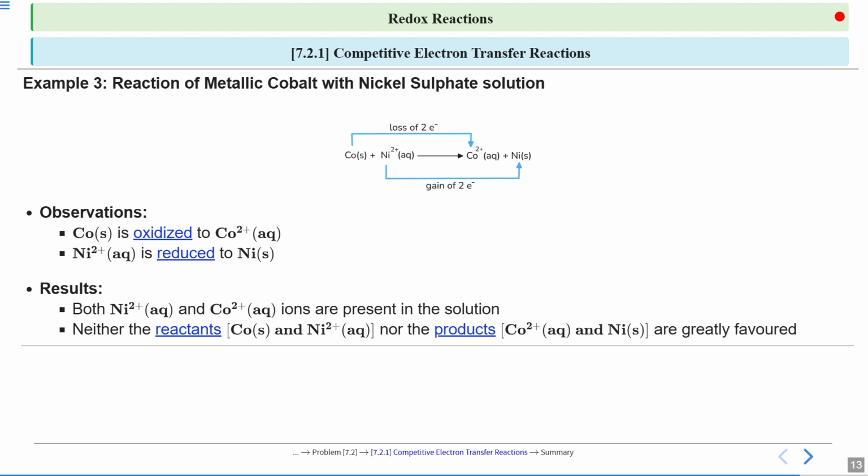Because now we know which would first lose the electron and which other one would gain the electron. So I hope now it is clear to you how the competitive electron transfer takes place between the reactants, and which particular one would get oxidized and which would get reduced. So this is all about the competitive electron transfer reaction, that is example 1, example 2 and example 3.